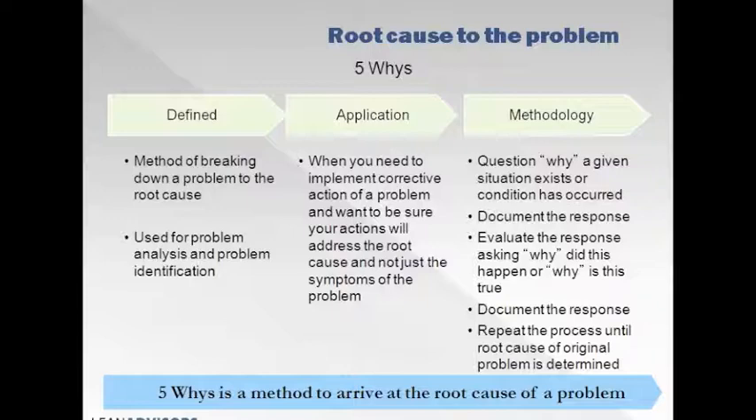Well, what I would suggest to you is this. First thing you do when you start talking about the 5 whys is tell everybody to take a deep breath and sit back and remember, we are not attacking the person, we're attacking the process. We're going after what is preventing us from delivering to our customer. So 5 whys is a method of breaking down the problem to the root cause. It's used for problem analysis and problem identification. When you need to implement corrective action, you want to be sure your actions will address the root cause and not just the symptoms.